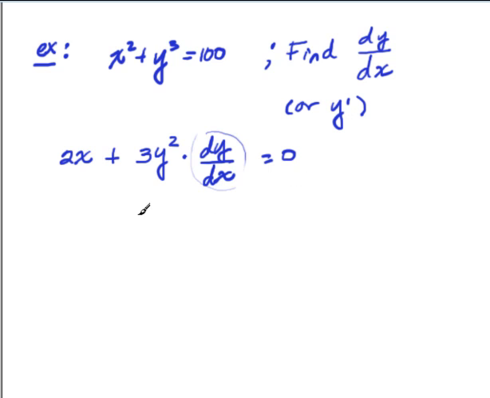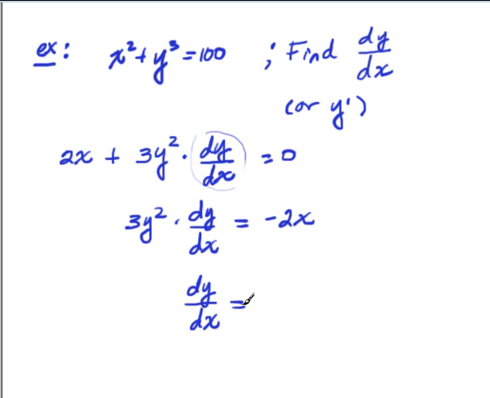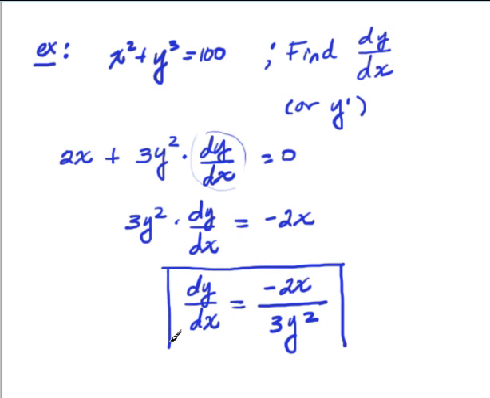And now let's just solve for dy dx. I'll subtract 2x from both sides, and then divide both sides by 3y squared. So we have dy dx is equal to minus 2x divided by 3y squared. Typically when we differentiate implicitly, very often, usually in fact, the derivative is written in terms of x and y.